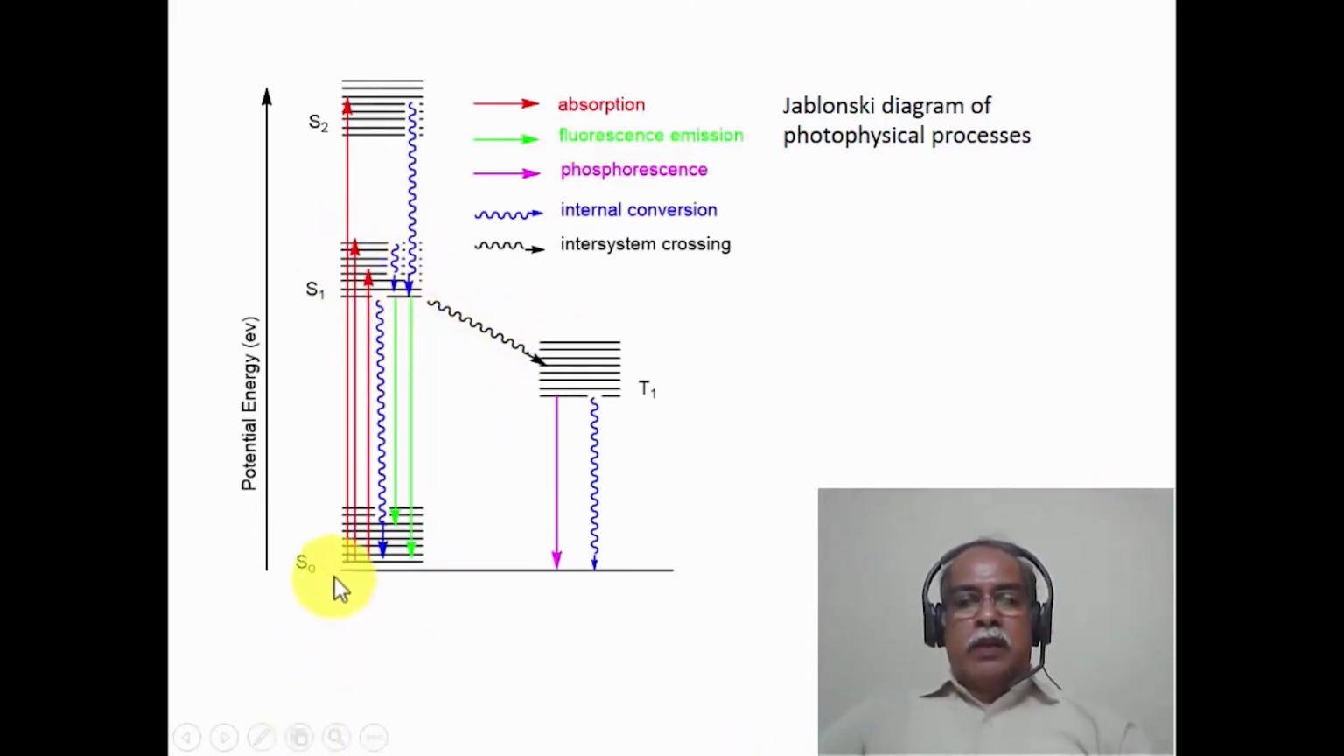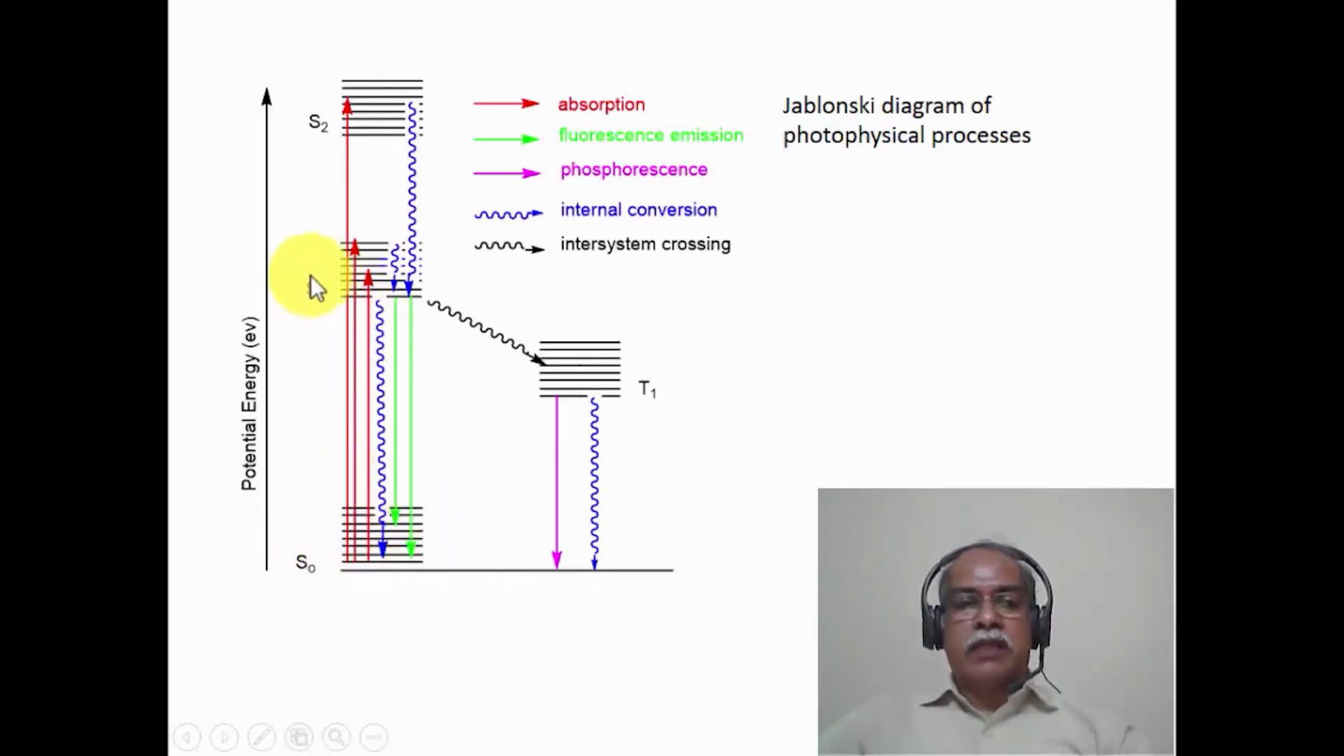Now, all the molecules, organic molecules, essentially stay in the ground vibrational state of the ground electronic state. S0 is the ground electronic state, and the small lines that are drawn here in the ground electronic level are essentially the vibrational levels, starting from the 0th vibrational level, first vibrational level, second vibrational level, third, and so on and so forth. So S0 and these lines represent the ground electronic state with the vibrational structure associated with it.